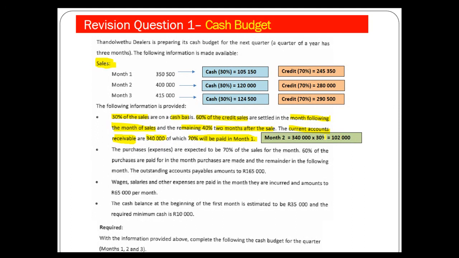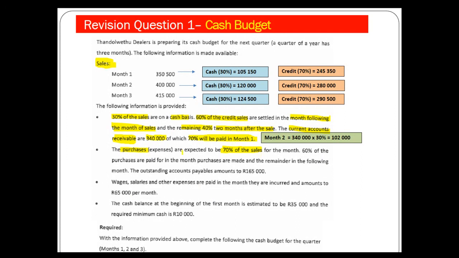So this 102 will appear under the month two of these receivables. Okay, let's continue. They say the purchases. Now they're talking about the purchases. They say they're expected to be 70% of sales. So by the time when we record purchases, remember when you talk about the purchases, we talk about the purchases of stock. So it's only when these purchases represent stock.